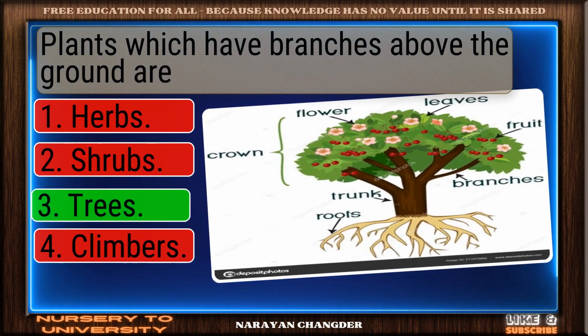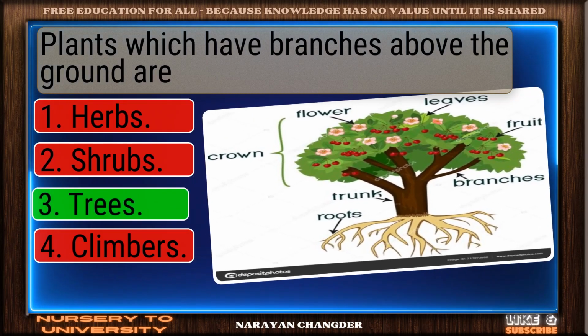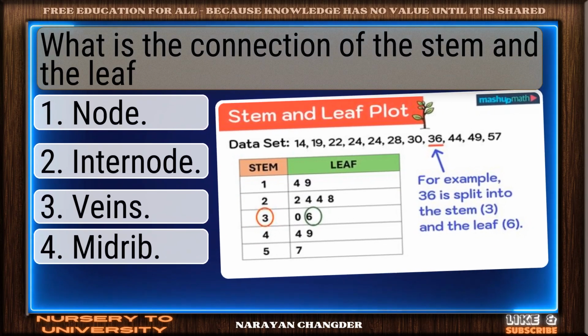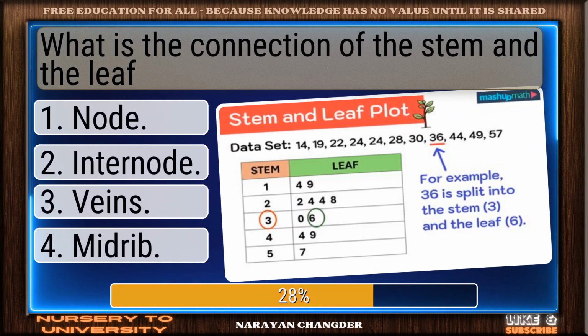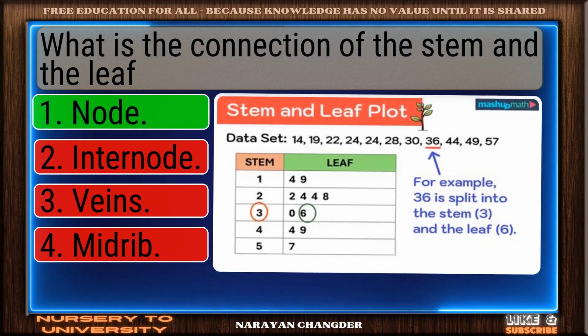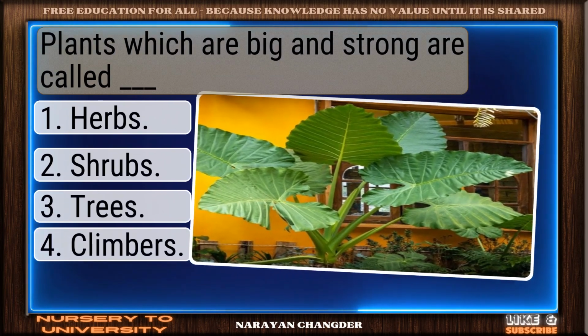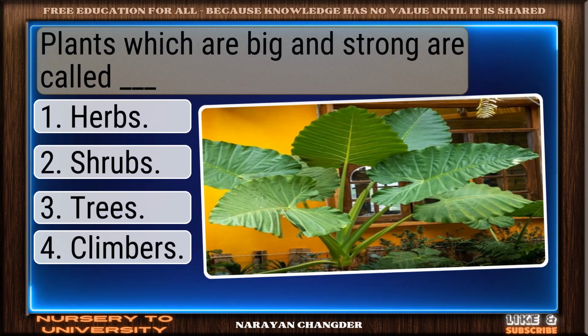Clear logic. Your choice trees is sound and 100% true. What is the connection of the stem and the leaf? Smart move. Node is an accurate answer. Plants which are big and strong are called dash.